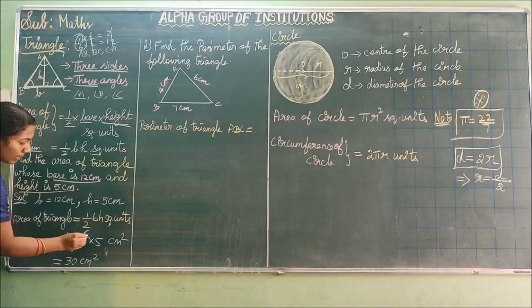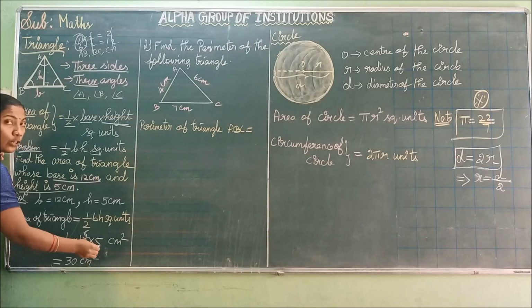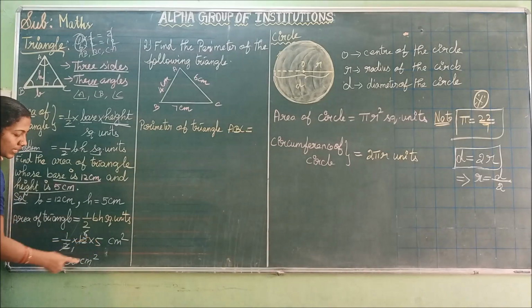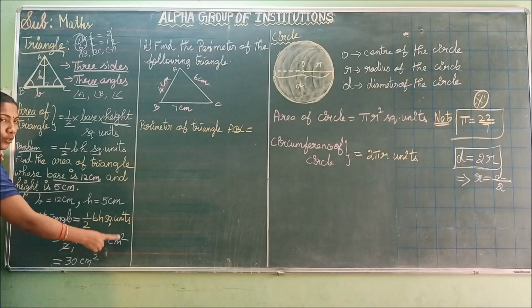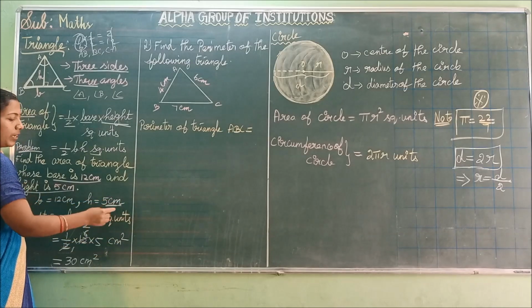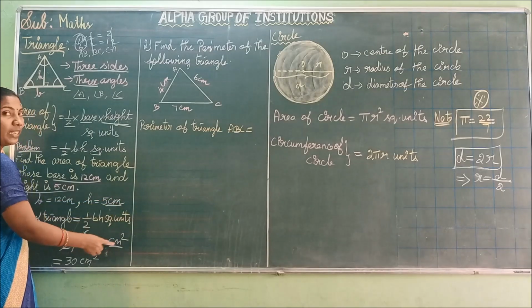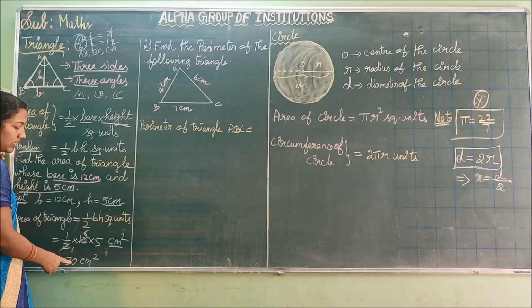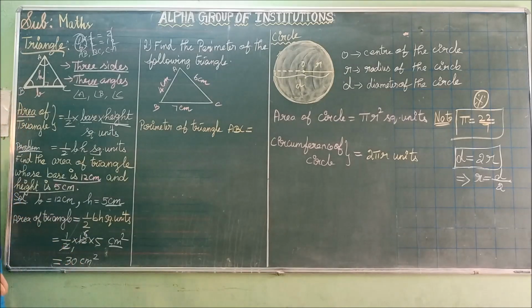So what is the remaining number? 1 into 6 into 5. 1 6 is 6, 6 5 are 30. You have to write the square unit. What is the unit here? Centimeter. So you have to write it as centimeter square. So our answer is 30 centimeters square.